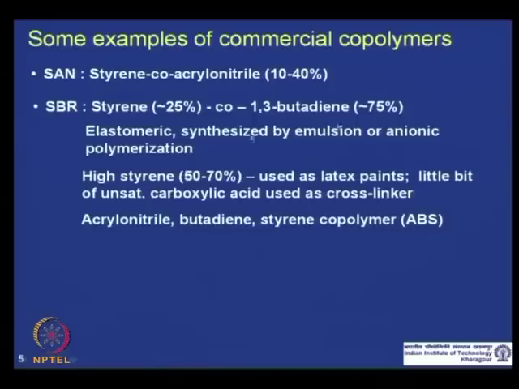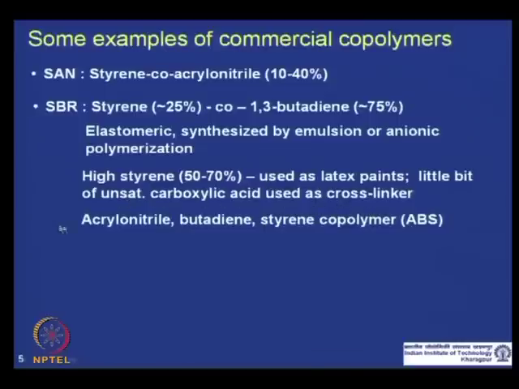So, what is done? Styrene butadiene rubber is used, where butadiene, having a low Tg, gives rubbery domains in the copolymer, and as a result this copolymer becomes rubbery or elastomeric. These copolymers are typically synthesized by emulsion or ionic polymerization. Copolymers containing a high amount of styrene are used as latex paint, where the styrene is cross-linked a little bit with unsaturated dicarboxylic acid.